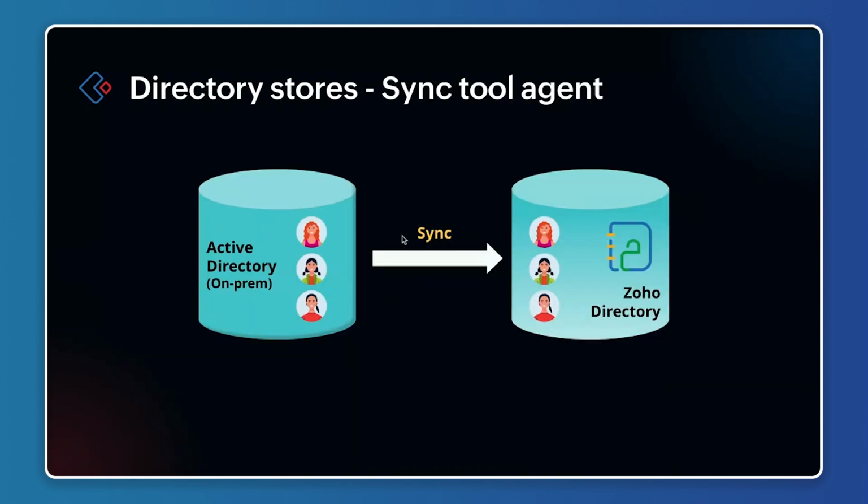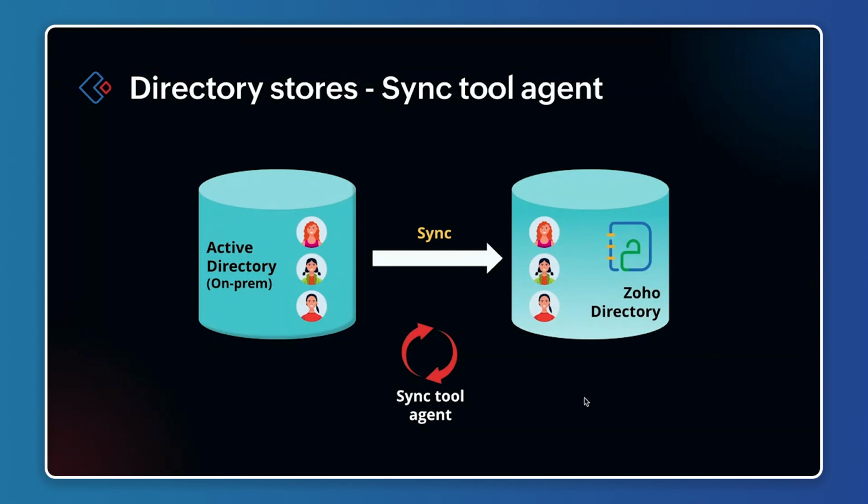As I told you earlier, in order to migrate your users, you need to sync both these directories, right? For our session, the external directory that we have chosen is Active Directory, an on-prem application. To create this sync, we need something called a sync tool agent. This sync tool agent is going to act as a middleman between your Active Directory and Zoho Directory, and it's going to help you migrate users from one directory to another. How can you install this sync tool agent? It needs to be installed in the local machine where your Active Directory on-prem application is installed. I hope you understood that.